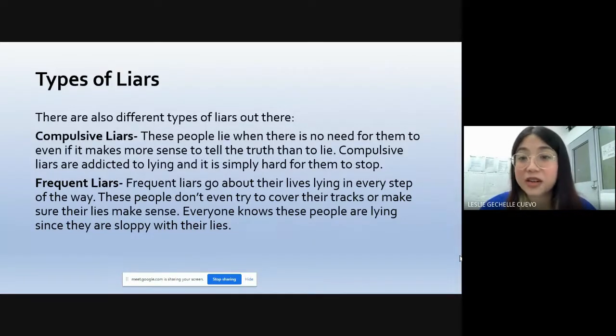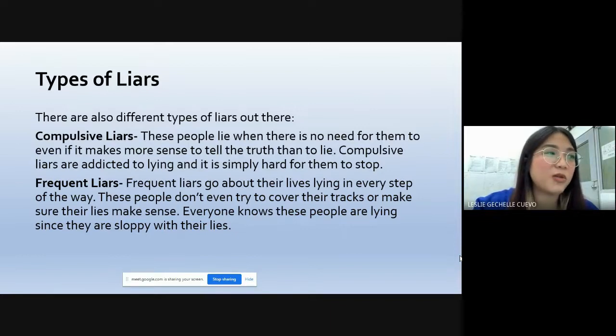Then we also have frequent liars. Frequent liars go about their lives lying in every step of the way. These people don't even try to cover their tracks or make sure their lies make sense. Basta kabod lang siyang magsisinungaling. Eh, parang walang connect-connect yung mga pinagsasabi niya. Basta siya magsisinungaling siya. Frequent liars yan. Everyone knows these people are lying since they are sloppy with their lies. May pinagkwentuhan siyang isa. Tapos may pinagkwentuhan pa siyang isa. Same story, pero magkaiba yung pagkakadeliver. O yun, frequent liar yun. Alam mo nang sinungaling yung mga ganung tao. Magkakaiba ang kwento.